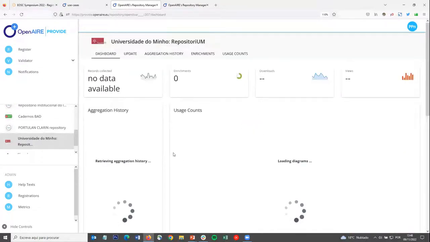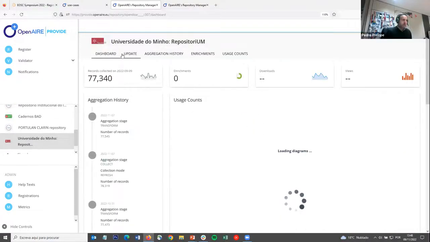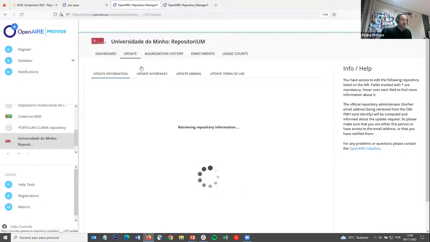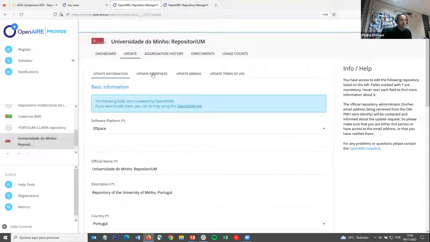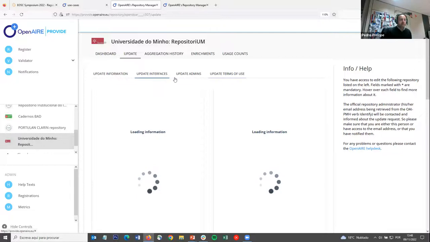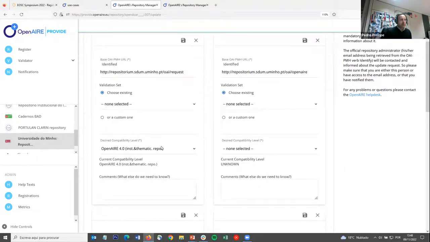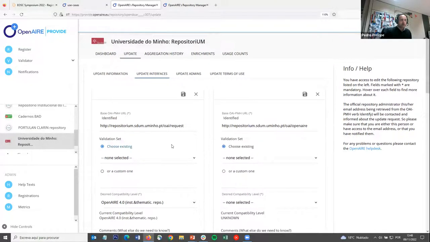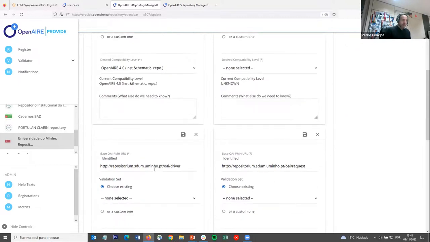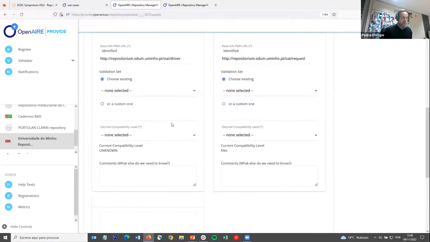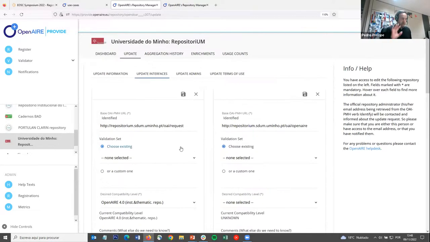So what I was talking about is that in this part of the update, you can also update the interfaces. If any change was done regarding a specific OAI PMH interface, you can register the new one. But if you identify any issue, please contact us. We are aware of some issues here in this part specifically, but we will try to solve it as soon as possible. Be aware of that.